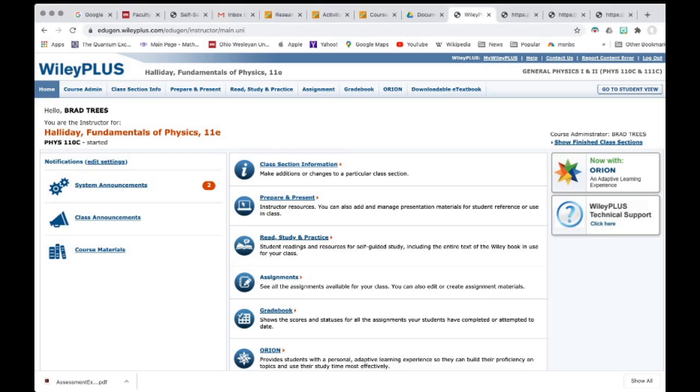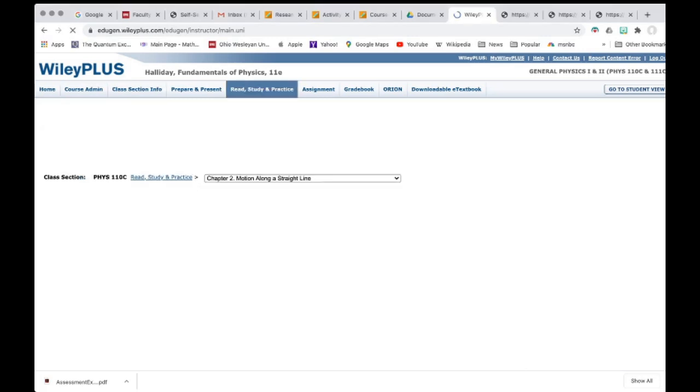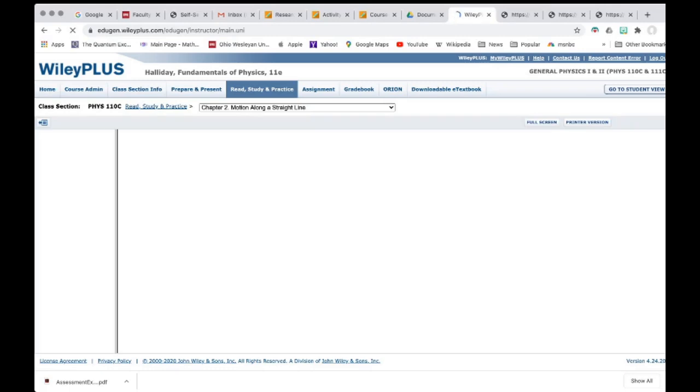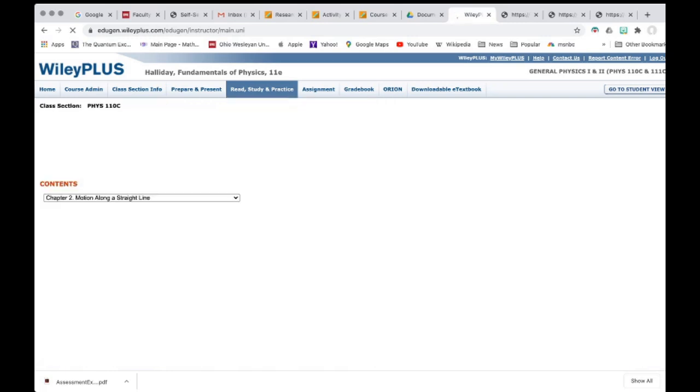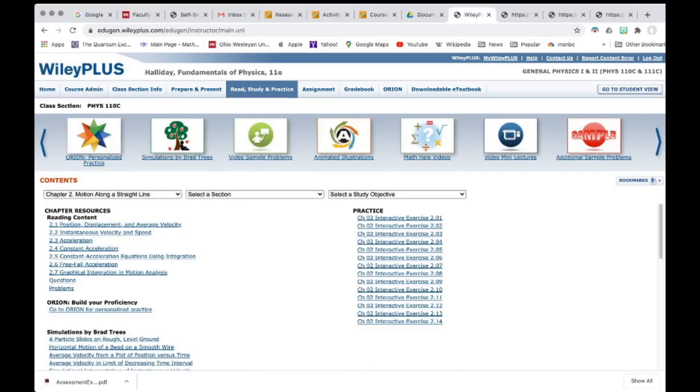So if you click on that, you will get a screen that lists, I'll click on this little button first, another menu with a drop-down list of all the chapters in the book, and you want to choose or select Chapter 2, Motion Along a Straight Line. And then you will see chapter resources, reading content, and section 2.1 is hyperlinked, position, displacement, and average velocity.